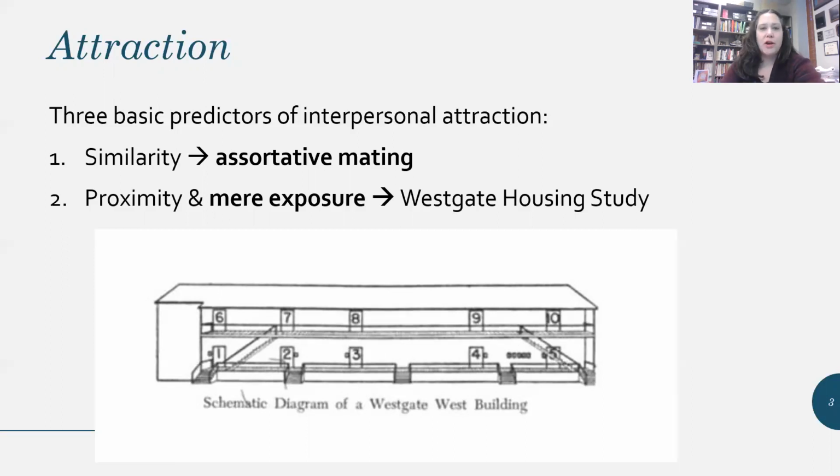And this was true across almost every single building. So it didn't matter who those actual people were. The same pattern was found in every building. 1 and 5 were liked, 6 and 10 were not liked.